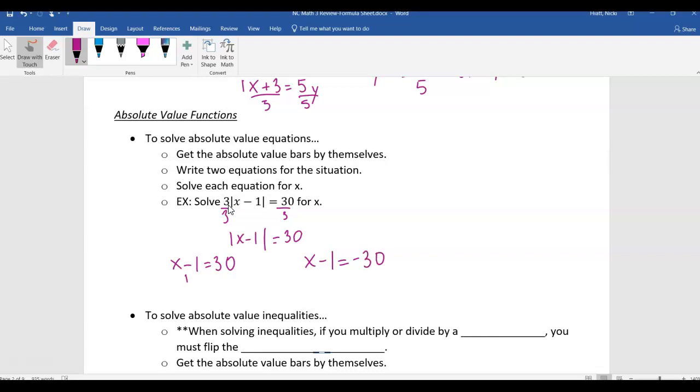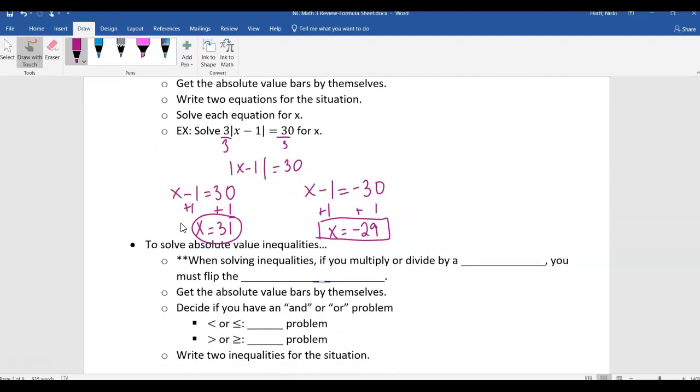Okay, so we will add 1 to both sides of this equation, and x will equal 31. That will be one of our answers. And we will add 1 to the other side of this other equation, and we'll get x equals negative 29. So the two answers that you have here are x equals negative 29 and x equals 31.